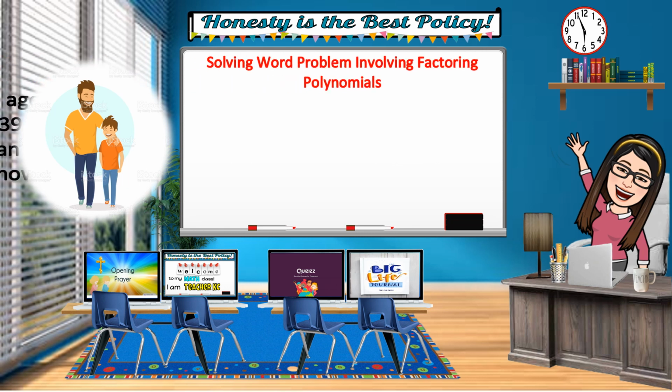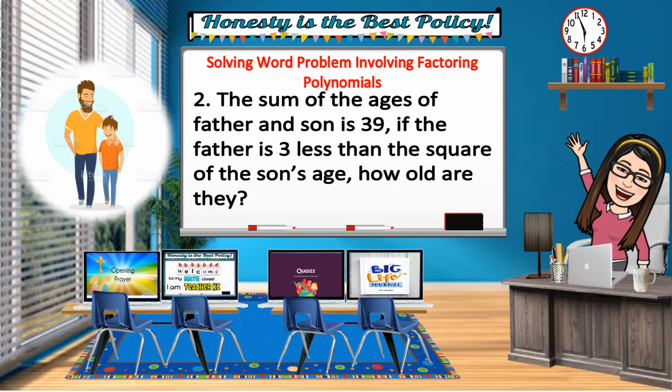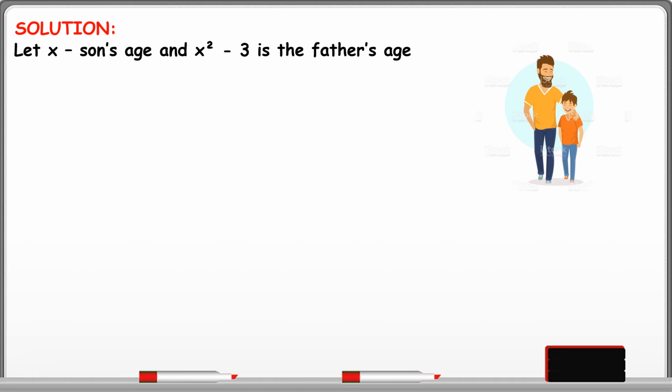Let's try another problem. The sum of the ages of the father and son is 39. That means when I add the age of the father and the age of his son, it is 39. If the father is 3 less than the square of the son's age, how old are they? Let's have the solution from the problem.